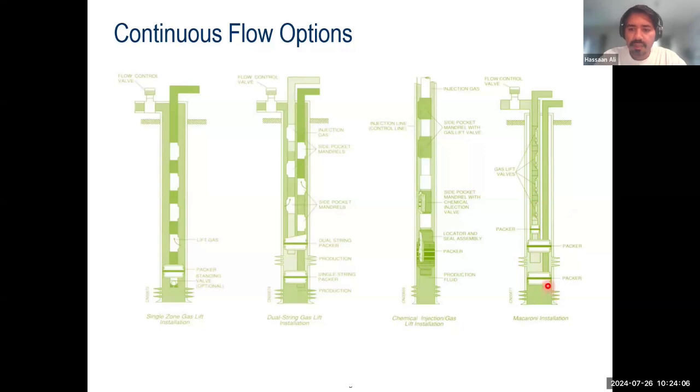So what happens is that one formation is just completed with a single tubing, while the other formation will be completed with the gas lift valves, mandrels, and tubing, essentially helping one formation to flow naturally, while the other formation will be artificially assisted.